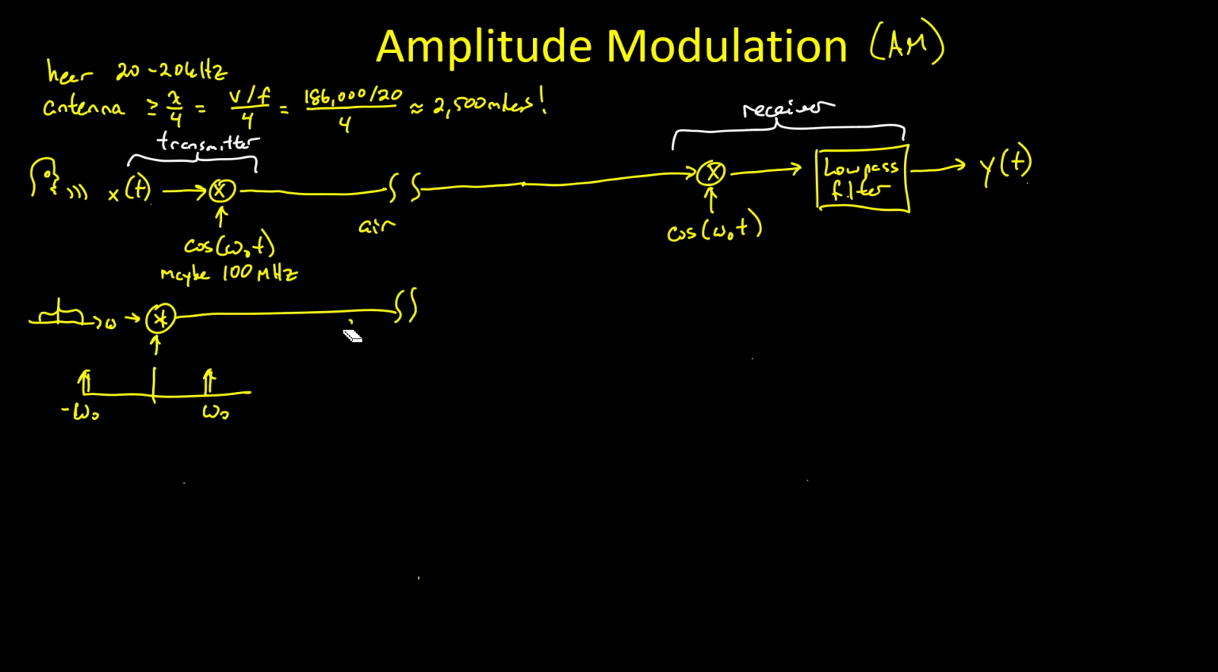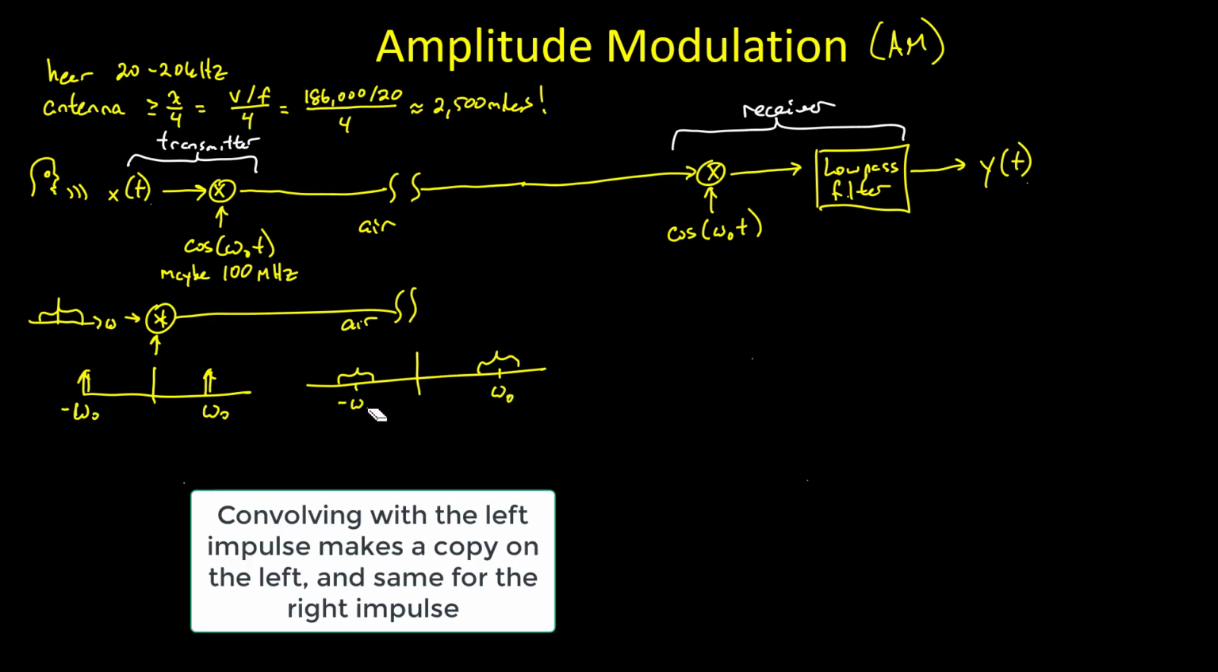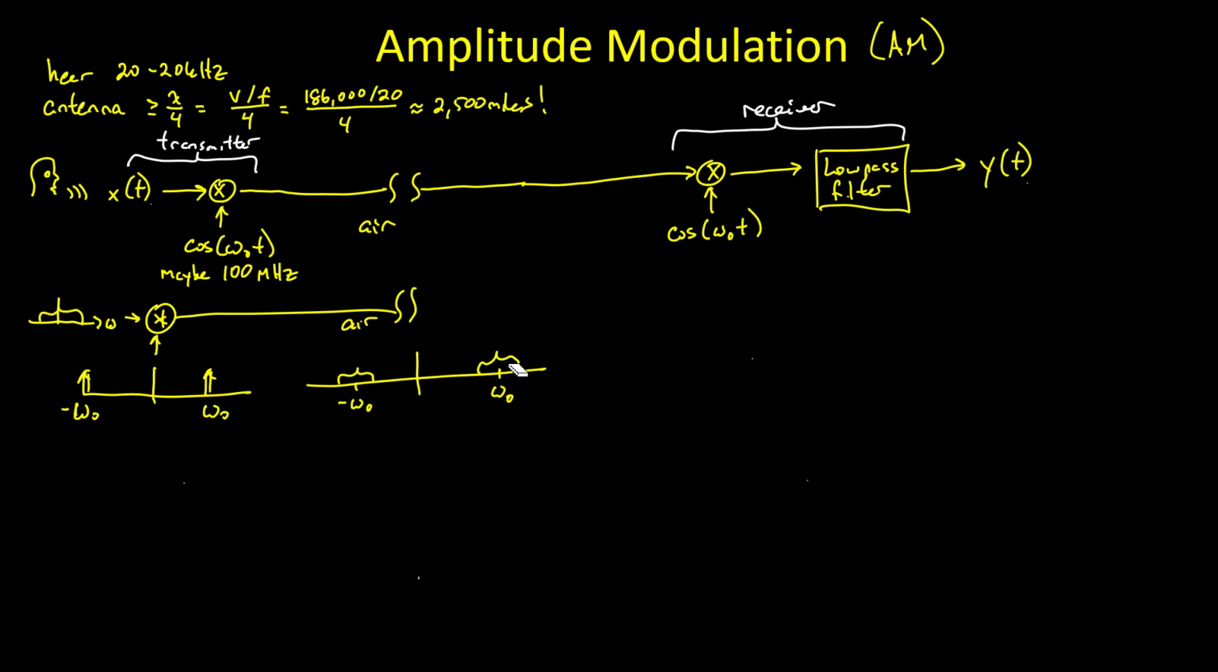So it's going through the air, and we said just previously that that will duplicate our input signal and move it up to omega naught and minus omega naught, which is exactly what we want to do. Now we've got our signal not at low frequencies, but up at 100 megahertz where we can send and receive it very simply with a small antenna. Now we're going to convolve it using also the transform of a cosine of omega naught.